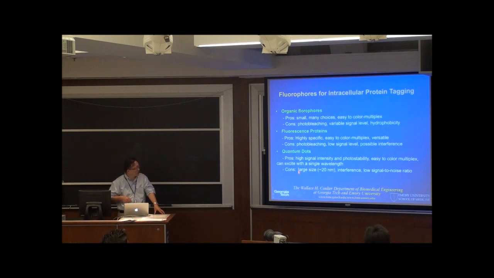But the size is the problem because usually it is larger than 20 nanometers. And the protein you want to tag, let's say it's 10 nanometers, the probe itself is larger than the protein you want to study, right? It's a problem. Especially if you want to use quantum dots to label different components of a molecular machine, the size of the quantum dot could interfere with the assembly. Okay, so there are different challenges.